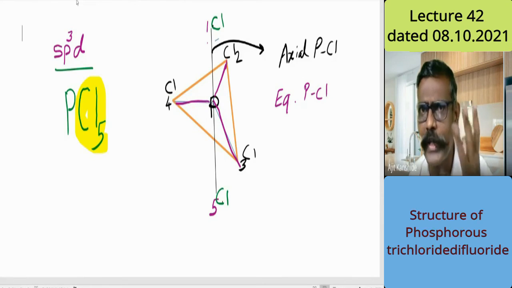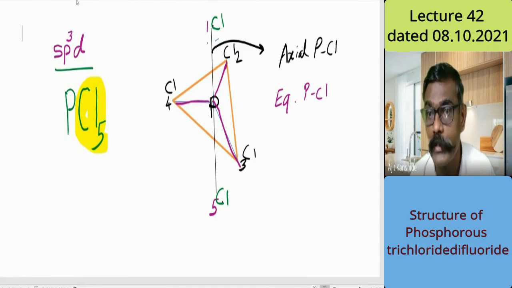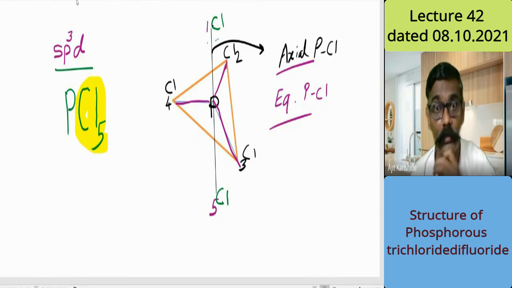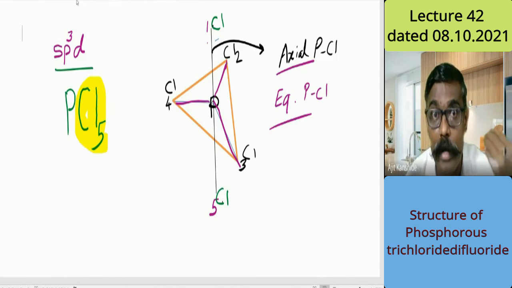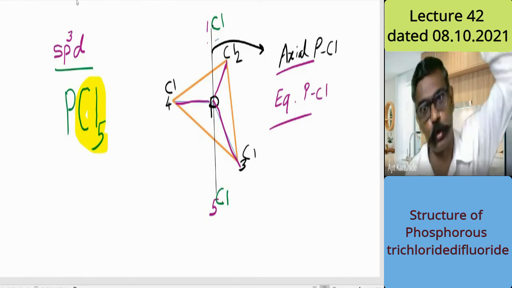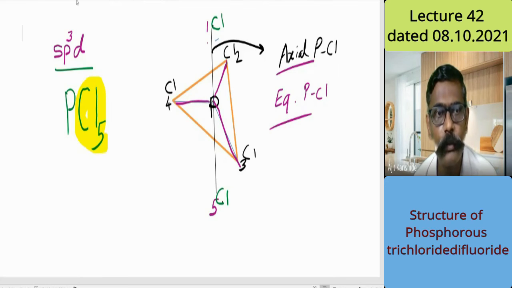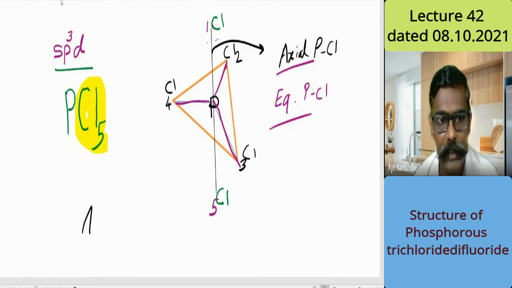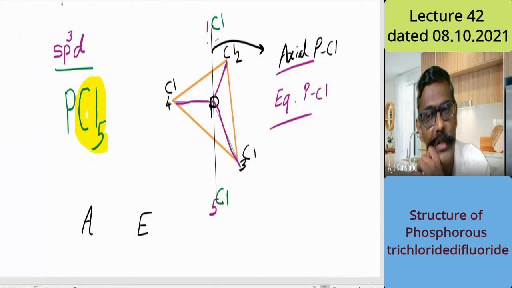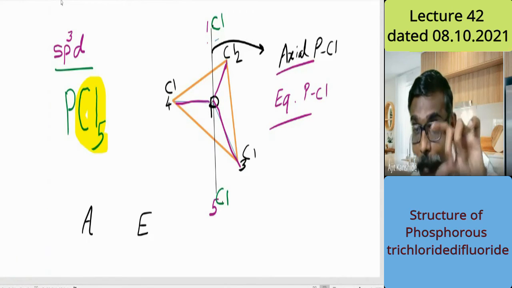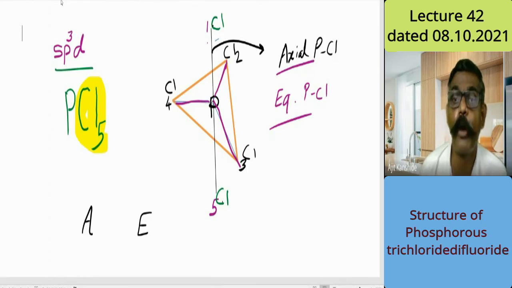I want you to guess which bond length will be more, axial or equatorial. Where there is more repulsion, more 90-degree separation, more 90-degree repulsion, the bond length will be more. I had given you the hint. Which bond length will be the more? That's the question. Axial or equatorial? Are these black color bonds longer or the purple color bonds longer?